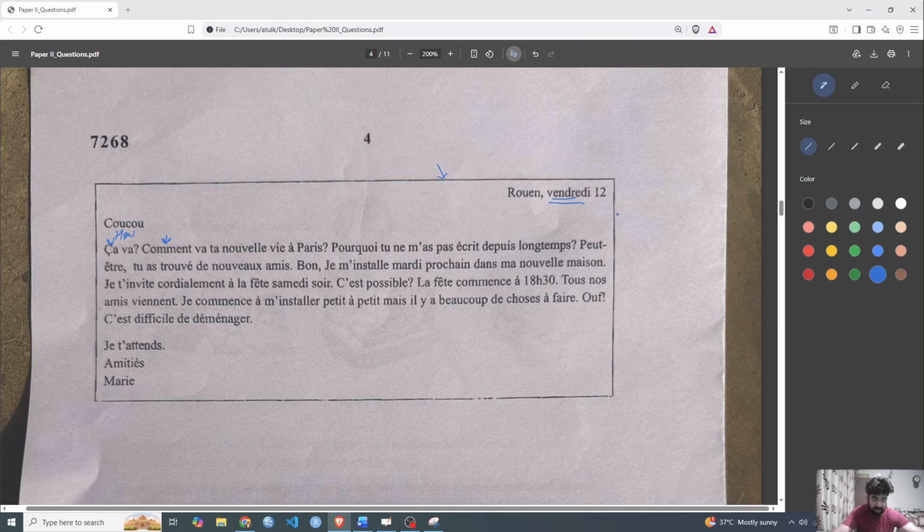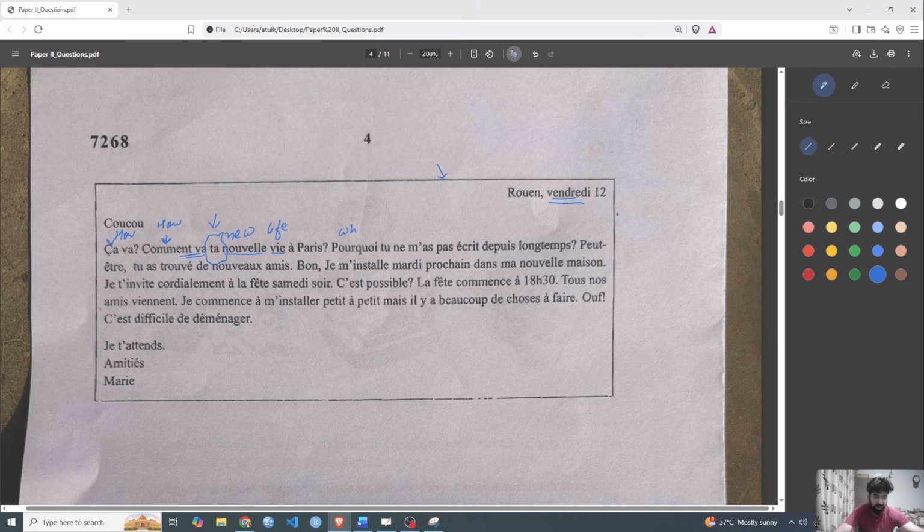So similar to it, it says comment, comma, ta nouvelle vie. So basically, how is the new life? How is your new life in Paris? And if you see here, this is coming from ta, your. She wants to say, how is your new life in Paris? Okay.